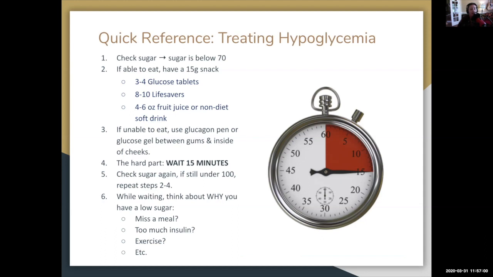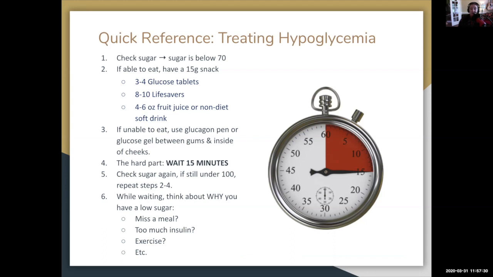Okay. And again, the hard part, the sitting on your hands for 15 whole minutes. And that's when you check again. If that blood sugar is still under 100, then we need to go back to steps 2, 3, and 4 until we get that over 100. Okay, so not everybody gets one rescue and they're done. Sometimes you need 2 rescues. Sometimes you need 3. Your body's going to tell you.